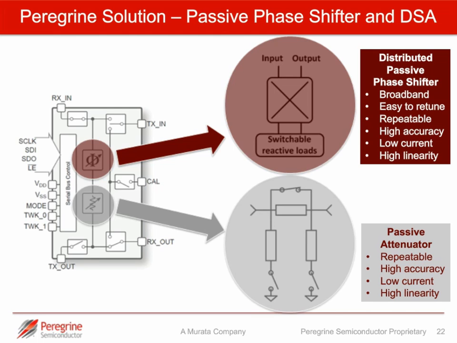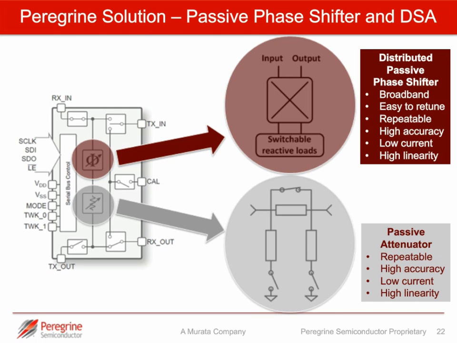For the attenuation block, Peregrine has a large amount of experience in developing step attenuators, and again we use a passive approach primarily for its repeatability, its accuracy, and its high linearity.